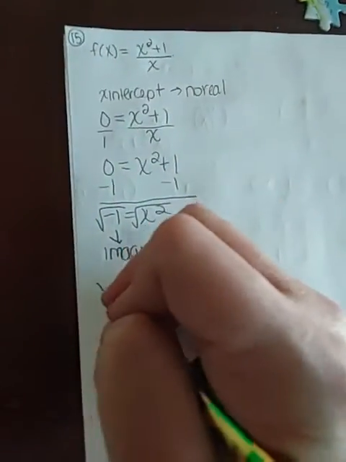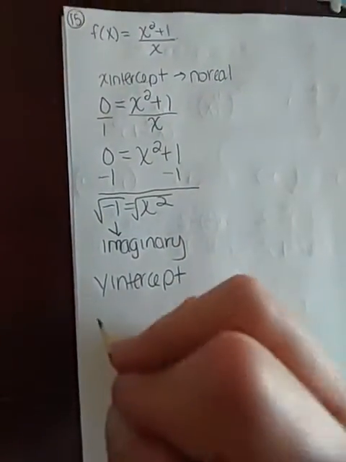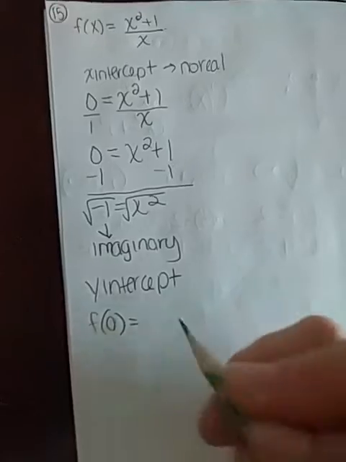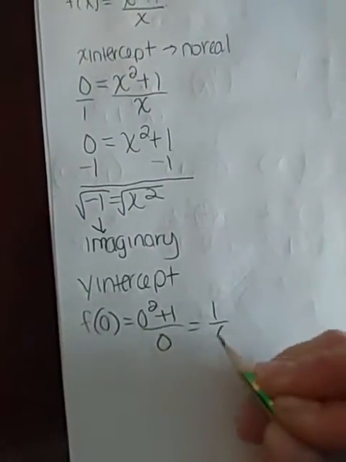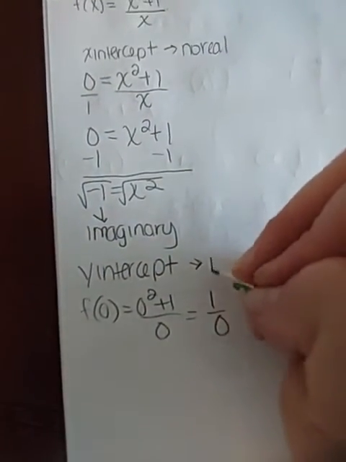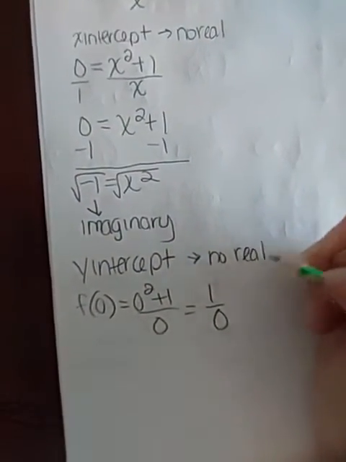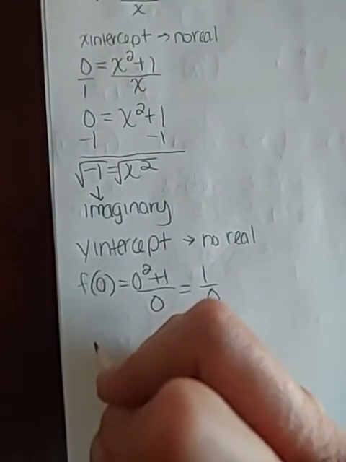All right, now let's do y-intercepts. You set x equal to 0. So we get 1 over 0. This is undefined. So that means that there are no y-intercepts. All right, moving on to our asymptotes.